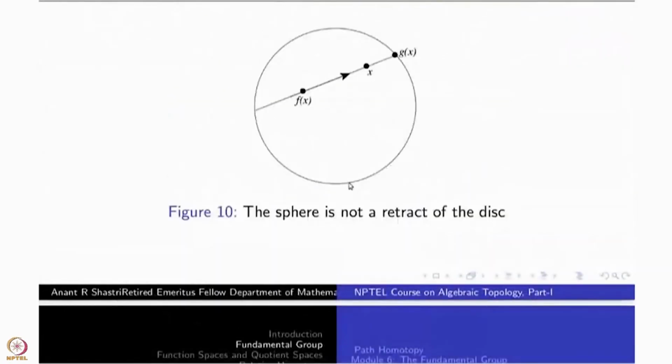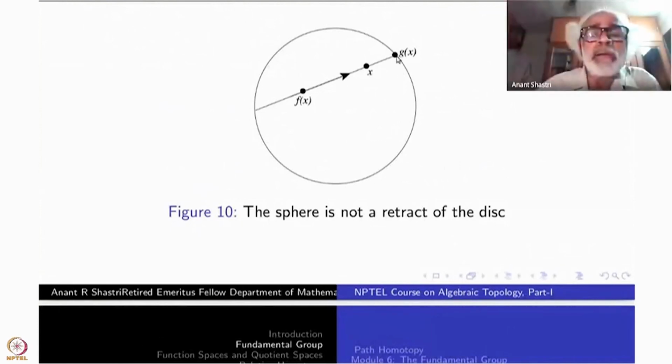If x is already on the circle, fx may be anywhere. What happens to the line segment when you extend it? x itself is a point on the circle. Beyond that, it will go away. So this type of intersection gives gx equal to x. gx is equal to x if and only if x is on the circle.